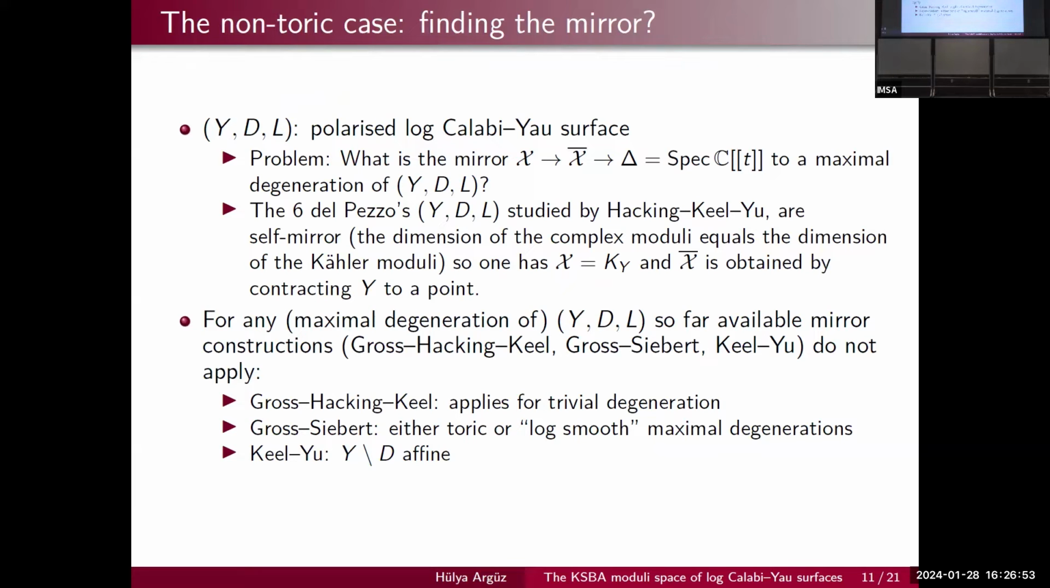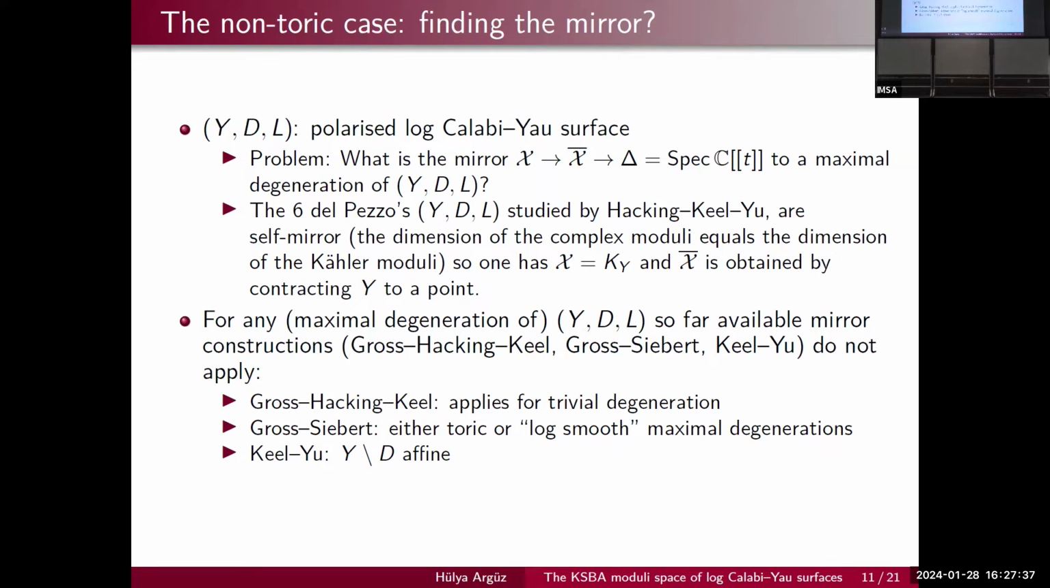Just as a note, in the so far known examples for which the conjecture was proven, the subsets of surfaces where this was proven, things are in some way self-mirror, by which I mean the dimension of the complex moduli space equals the dimension of the Kähler moduli space, so things can be identified. And in all their cases, the mirror X can be taken as K_Y, the canonical bundle over Y, and X bar is obtained by contracting Y to a point.